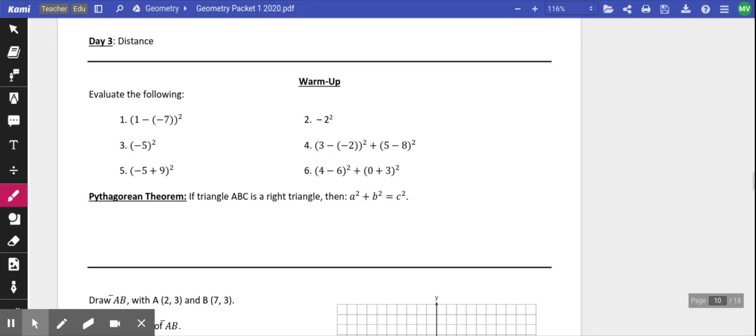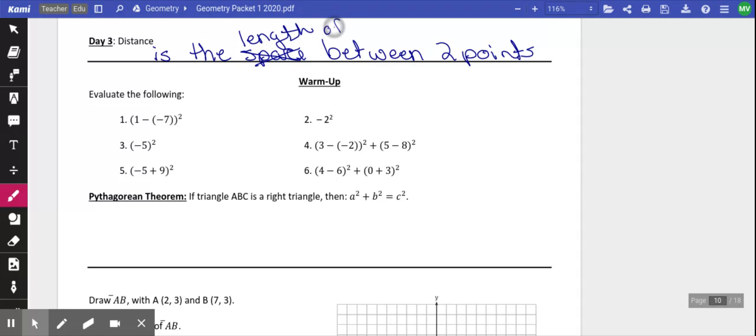So the distance is the space between 2 points. And space actually probably isn't the best word. So let's say the length of a segment between 2 points.